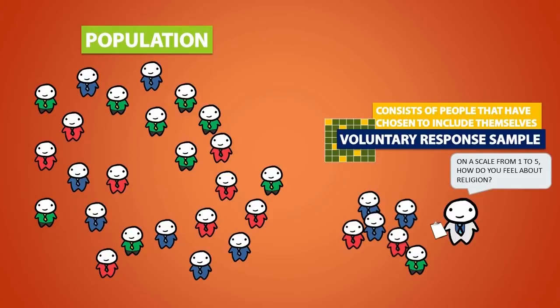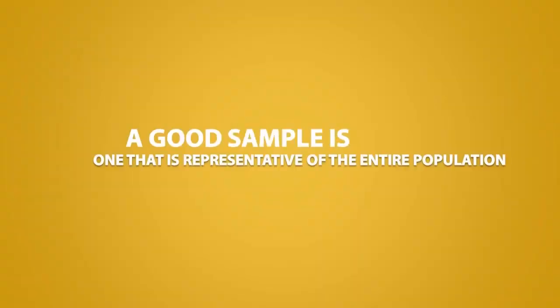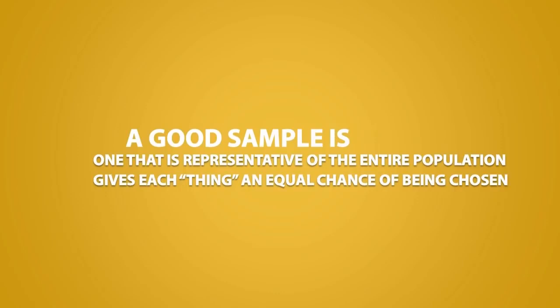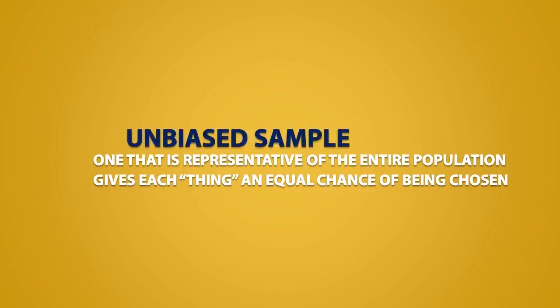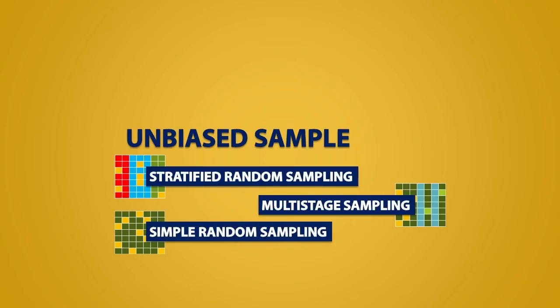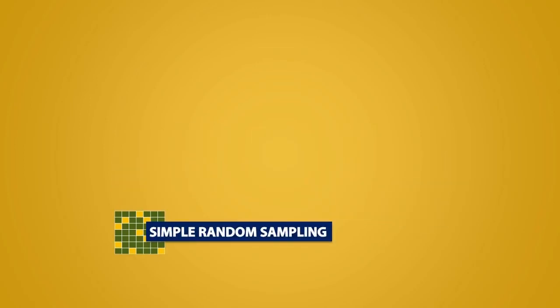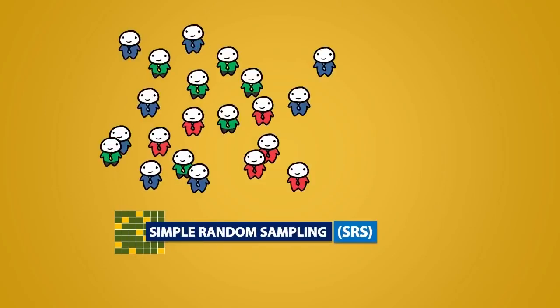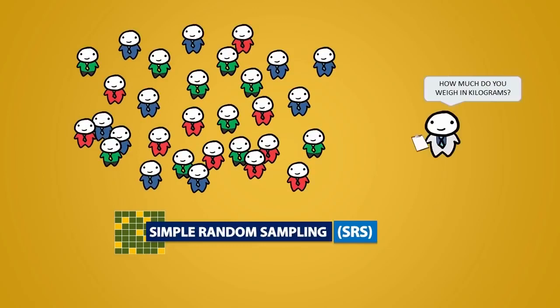Remember that a good sample is one that is representative of the entire population, and it gives each thing an equal chance of being chosen. When you have these conditions, you have what is known as an unbiased sample. We will be looking at three different types: stratified random sampling, multi-stage sampling, and simple random sampling. The most basic type of sampling is the simple random sample, also known as an SRS. Since an SRS is unbiased, each individual has an equal chance of being chosen to be surveyed. In other words, to be part of the sample.